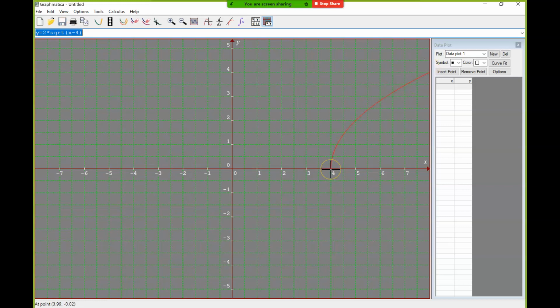The minimum y value appears to be 0, right? This is the lowest point at (4, 0), so the minimum y is 0. And it continues to grow and grow forever without bound, right? Because we can plug any x value in we want greater than 4. The bigger the x, the bigger the y is going to be, right? Which should make sense. The square root function is an increasing function.